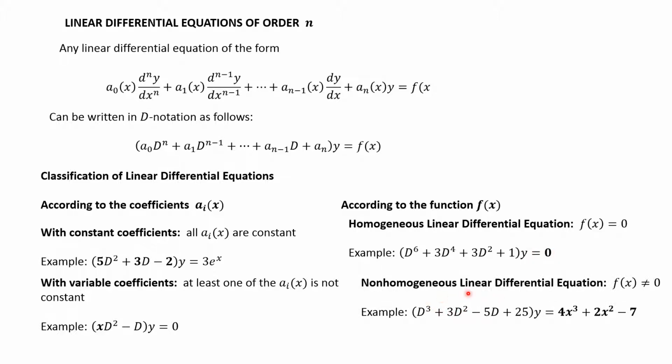It is called a non-homogeneous linear differential equation if that f of x is not equal to 0, and this could be some variables. For example, look at the right side of D cubed plus 3D squared minus 5D plus 25y. The right side is 4x cubed plus 2x squared minus 7, which happens to be variable. So it is now called a non-homogeneous linear differential equation.